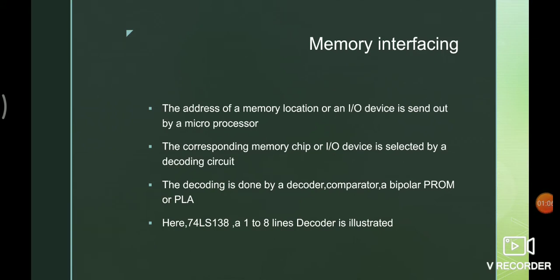Memory interfacing. The address of a memory location or an input-output device is sent out by a microprocessor. The corresponding memory chip or input-output device is selected by a decoding circuit. This decoding is done using a decoder, comparator, a bipolar PROM or a PLA. Here we are using a 1 to 8 line decoder. We use the decoder for selecting the corresponding memory chip or input-output device. So for this decoding, we use the 74LS138 decoder.